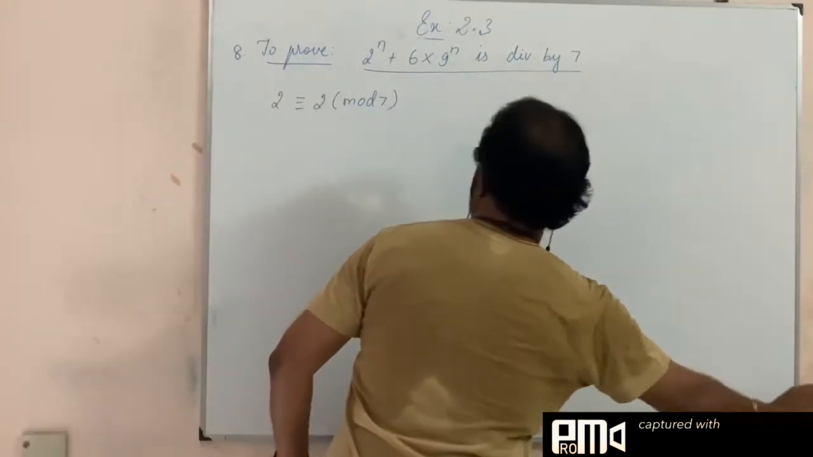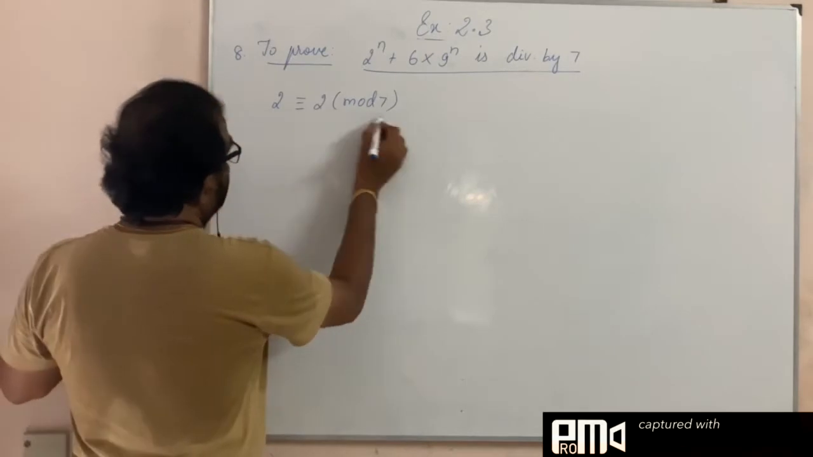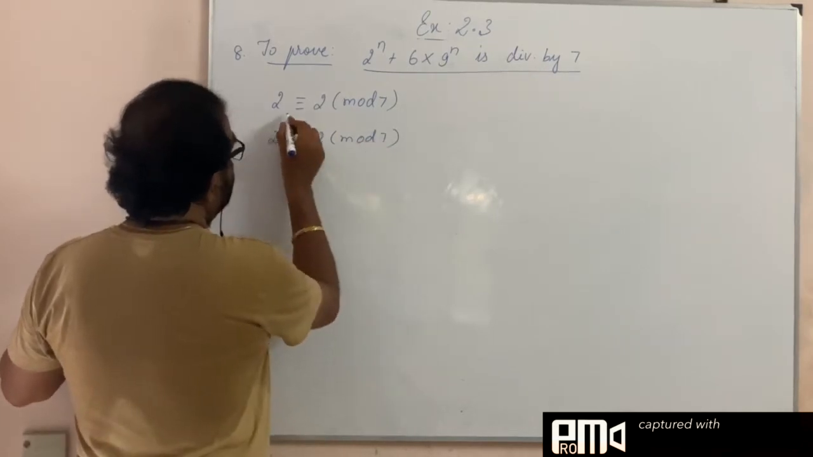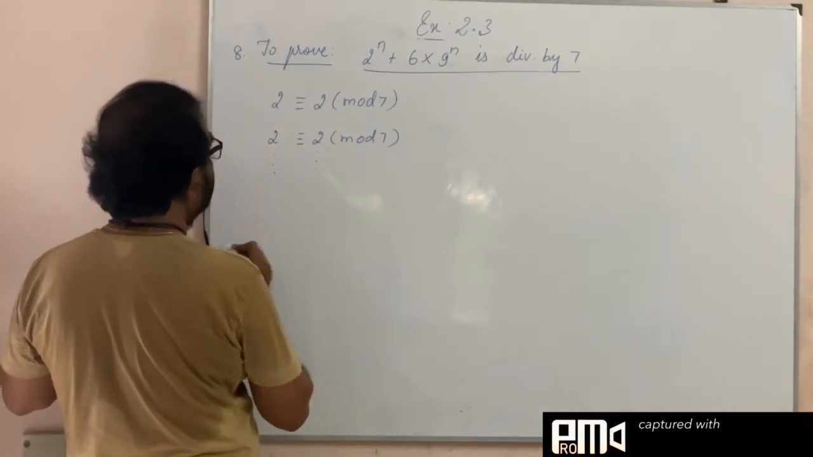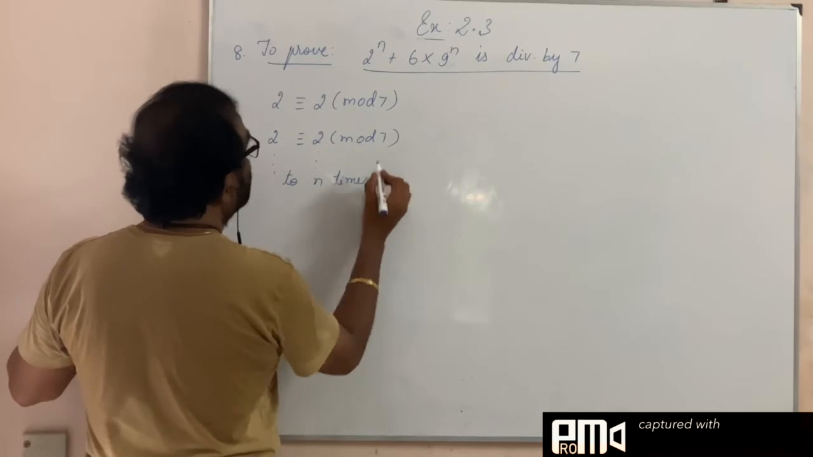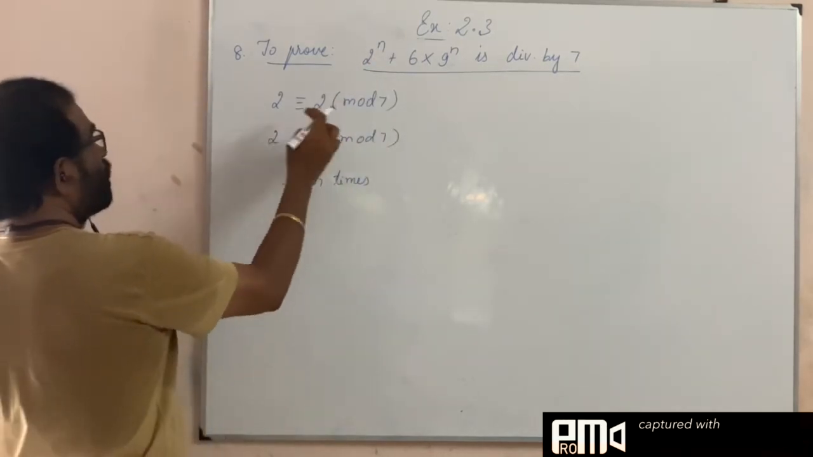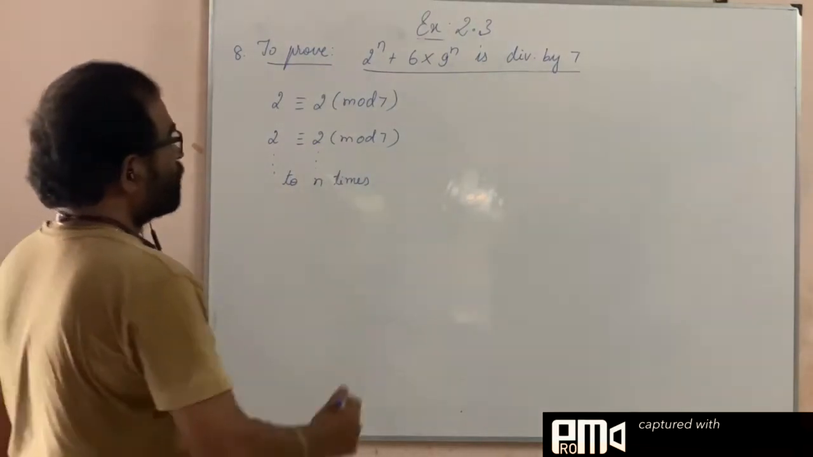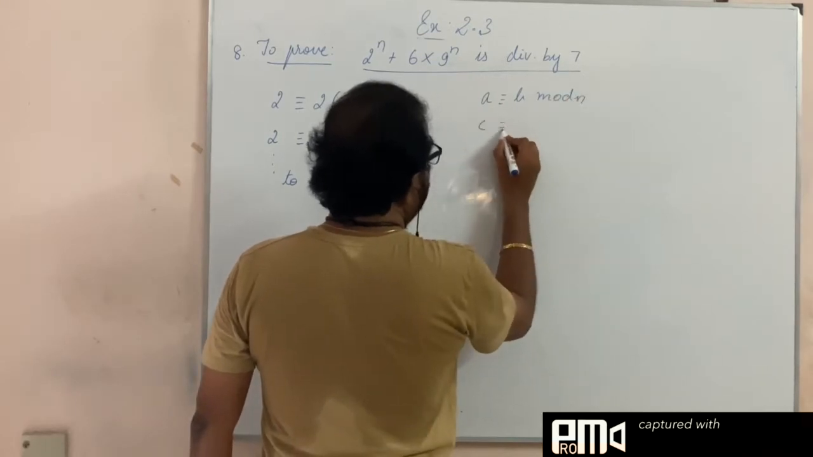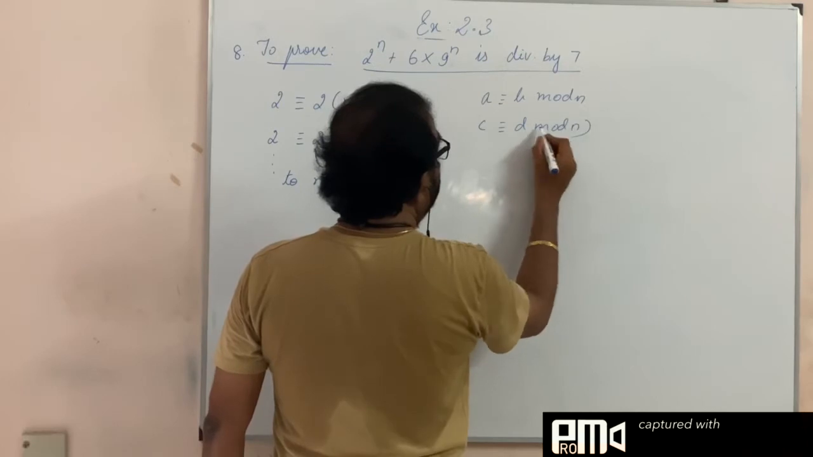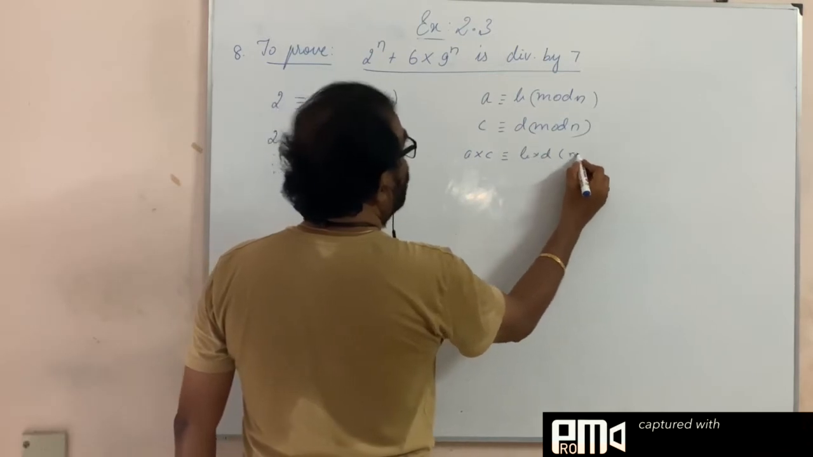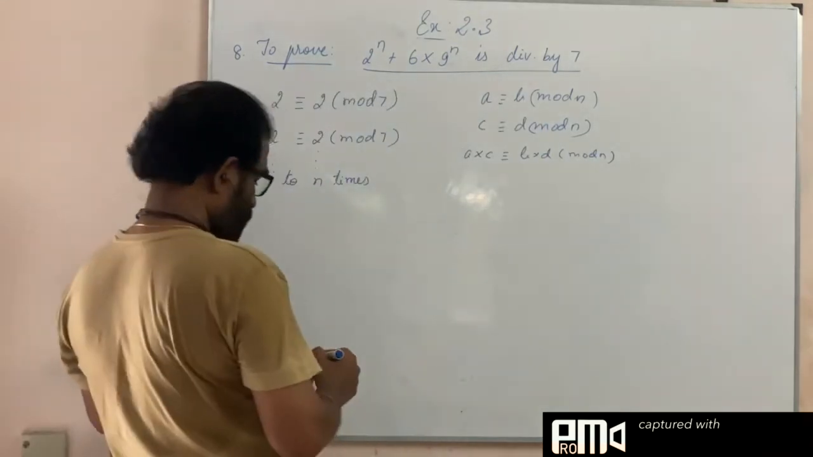Then I am writing this repeated statement, 2 congruent to 2 mod 7, n times, because I want 2 power n. You all know that if A is congruent to B mod n and C is congruent to D mod n, then A into C is congruent to B into D mod n. You can multiply 2 n times.